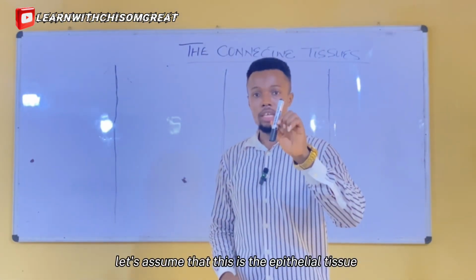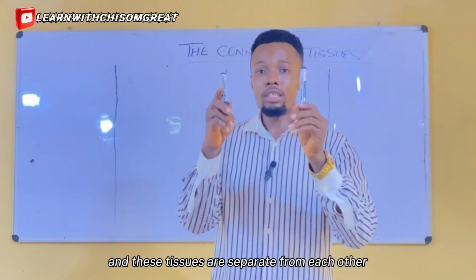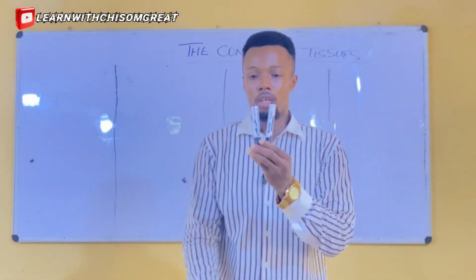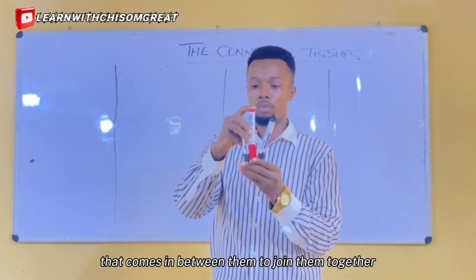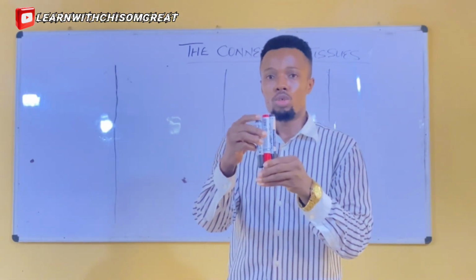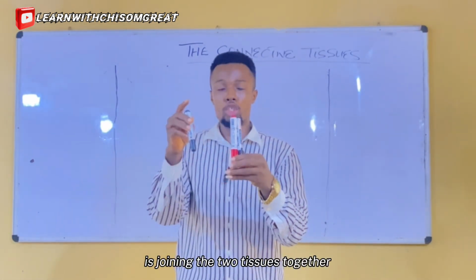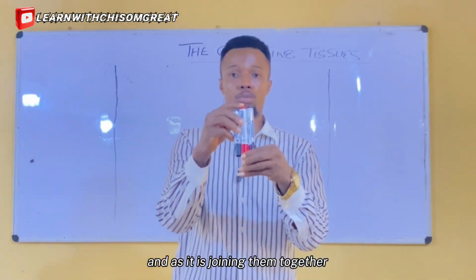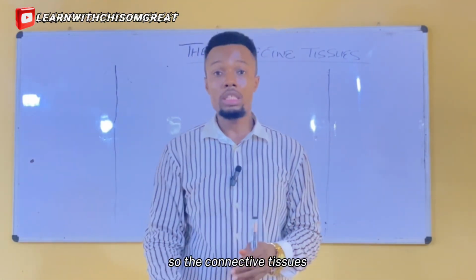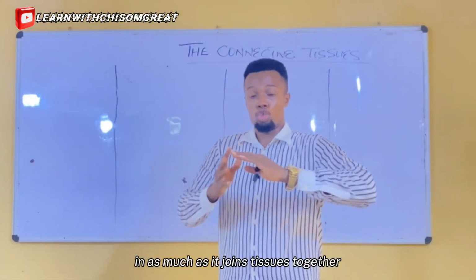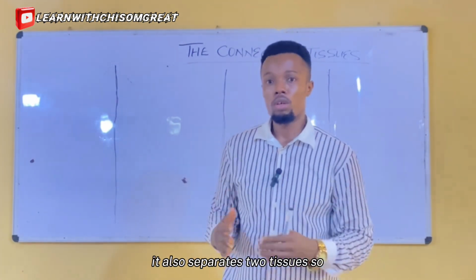Let's assume that this is the epithelial tissue and this is the muscle tissue, and these tissues are separate from each other. Now, this becomes the connective tissue that comes in between them to join them together. You can see that this tissue in the middle is joining the two tissues together, and as it is joining them, it is also separating them. So the connective tissues, in as much as they join tissues together, also separate two tissues.